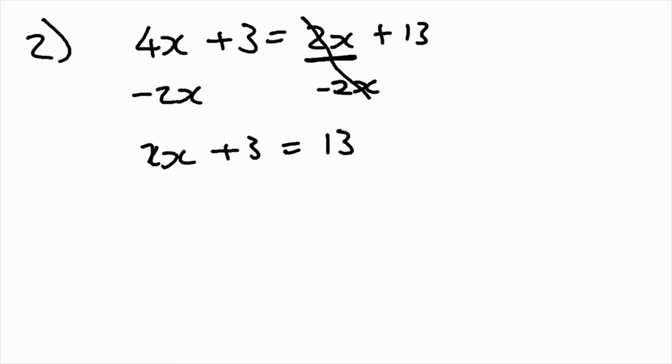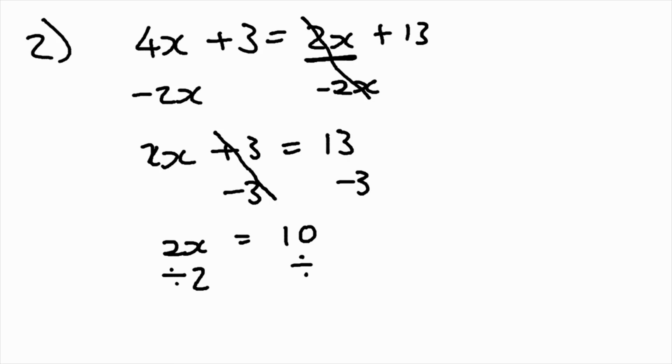Now this looks very similar to our last example. So we've got a plus 3 here. We're going to subtract 3, and what we do to one side, we do to the other. The 3's cancel, so it leaves us with just 2x equaling 10. 2x means 2 times x, so the opposite of this would be divide. We divide both sides by 2, leaving us with x equaling 5.